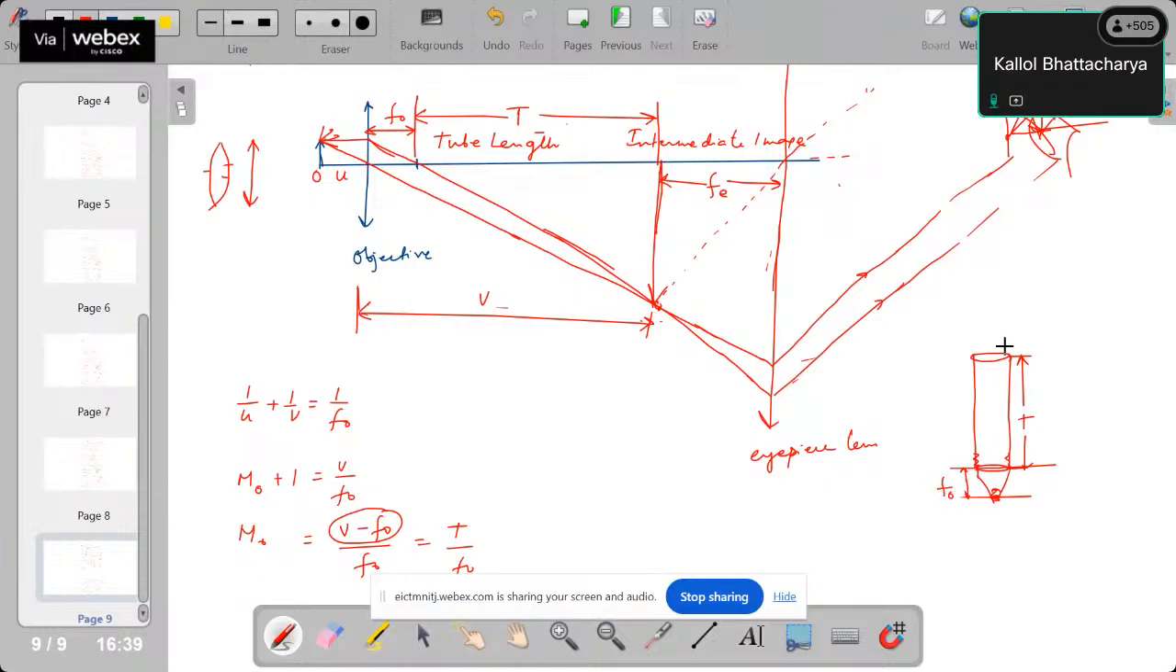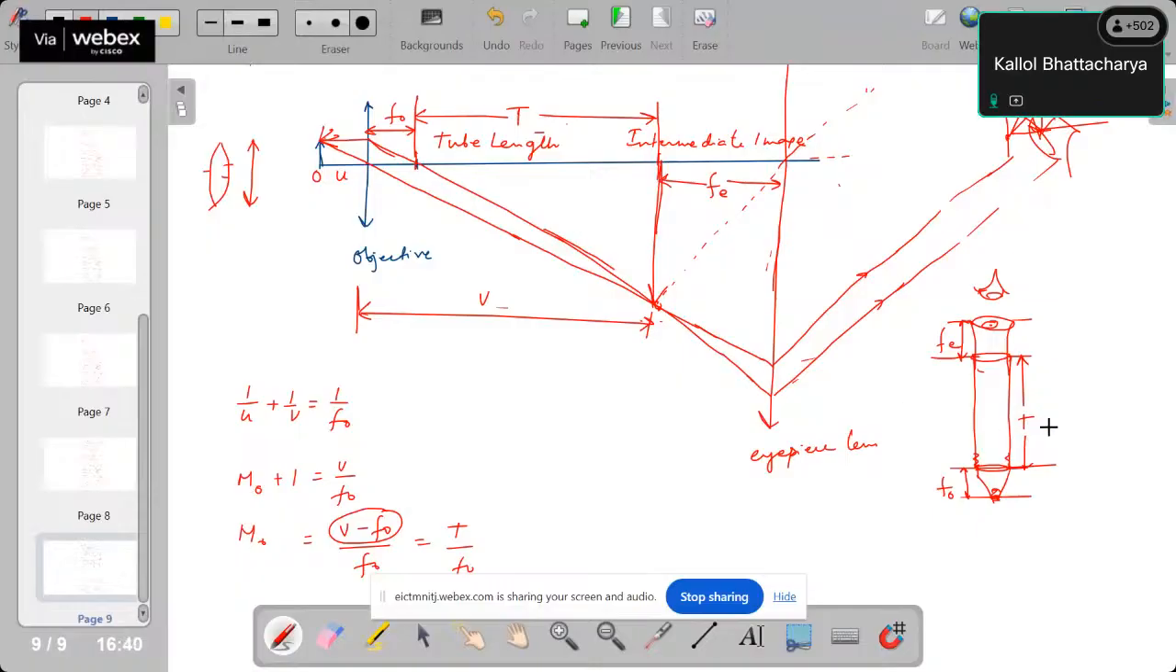And on the other side, you put the eyepiece. The eyepiece is something like this. Okay, this is the eyepiece lens here, and this distance is fe. You put your eye here. So you can see t is on either side of t. What do you have? On one side you have the focal length of the objective, on the other side you have the focal length of the eyepiece, right?